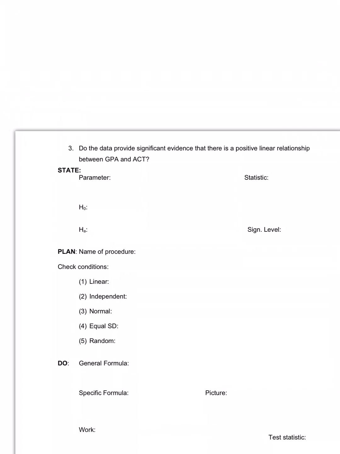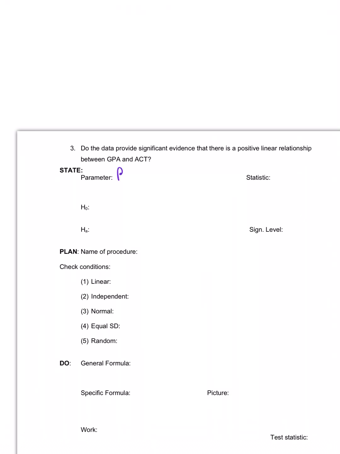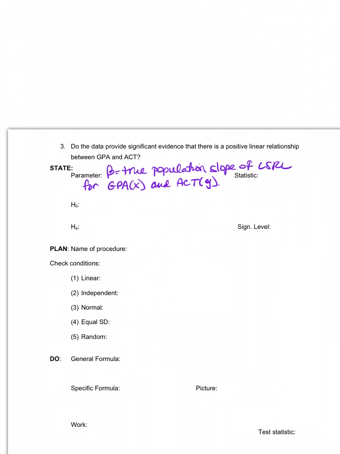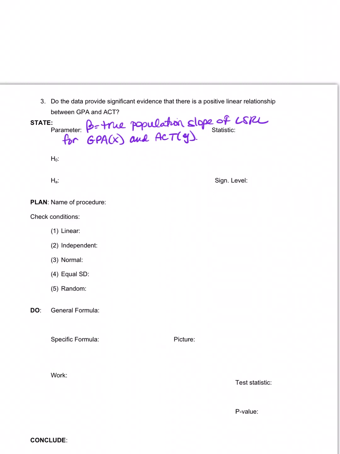In my state step, again, I have to define the parameter. That's still beta, and we define it the same way we did with the confidence interval. It's the true population slope of the LSRL for GPA as my x value and ACT as the y value. What's the statistic here? Just b, little baby b, our sample slope, which was 7.507 from our table.